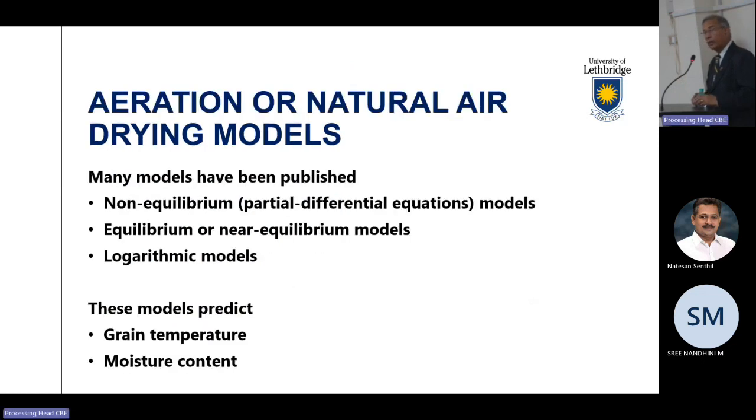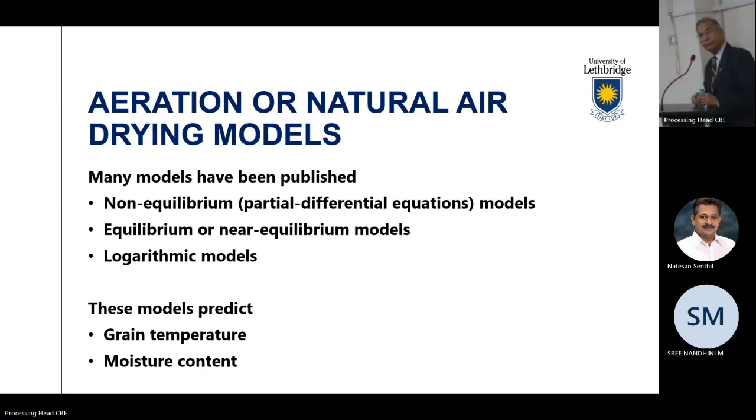Next. You can also have aeration or natural air drying models, and these models predict what's happening when you're ventilating the grain and what's happening to the moisture and temperature during those ventilation conditions. And you would have taken these as part of your courses. You can have a non-equilibrium, again partial differential equation-based model. You can have an equilibrium or near-equilibrium model, logarithmic models. And these models would predict the grain temperature and moisture, which can then be integrated with your other model, which predicts temperature, moisture, gas concentration, and insect numbers.